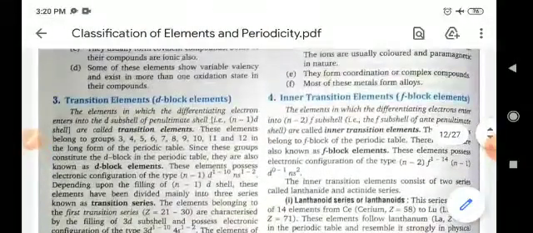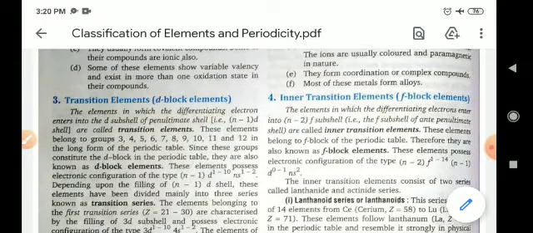Okay, so these are the classification of elements and their general characteristics.